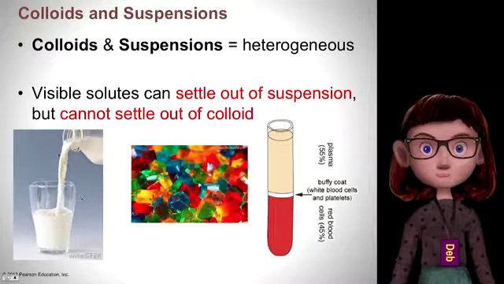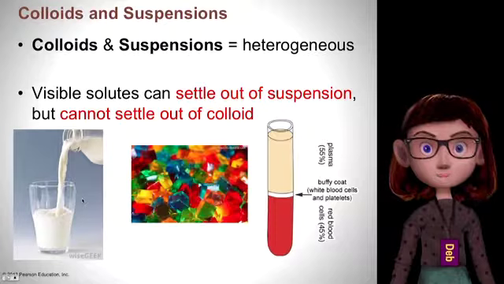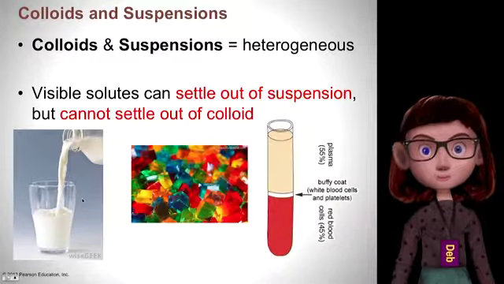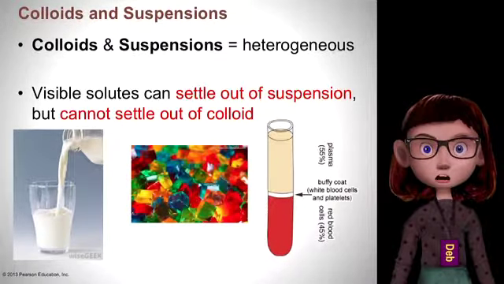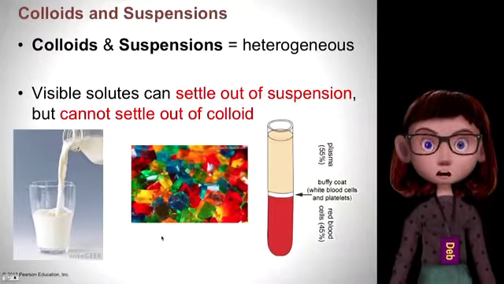Milk, this is milk. Milk actually, when it's fresh, is a type of suspension, or at least the milk fat will come up to the top. But typically what we drink is called homogenized milk, so that it's more like a colloid.